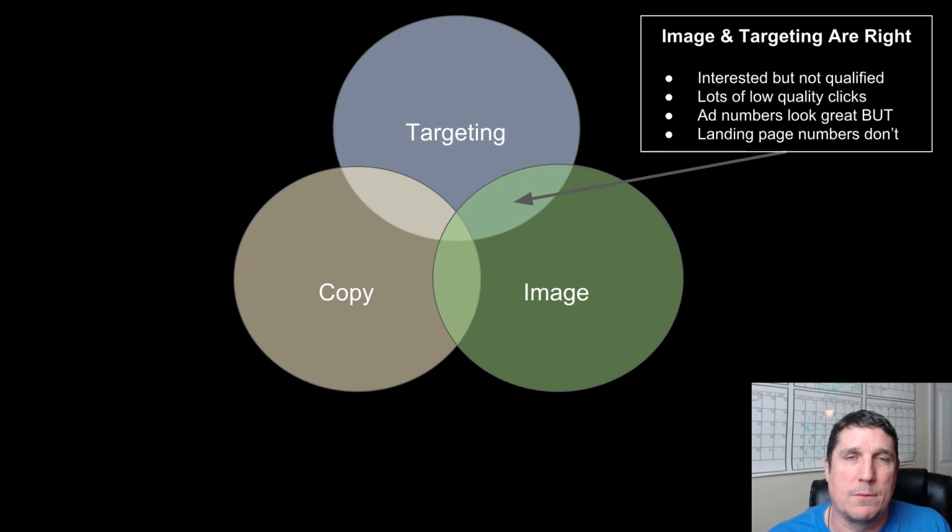Okay, the next thing is what if your image is on point and your targeting's right, but your copy's off? Then what you're going to end up with is people who are interested, but they're not really qualified, because that's how you're qualifying them, by the copy. So you're going to end up with what we call lots of low quality clicks. You're going to get a lot of clicks because the image was right and your targeting was on. So your ad numbers are going to look great. You're going to look at your ad and say, oh yeah, my ad's doing great. This is good. People are clicking and everything. But my landing page numbers are terrible, because you're getting low quality clicks.